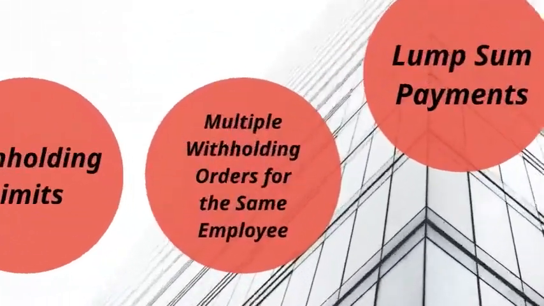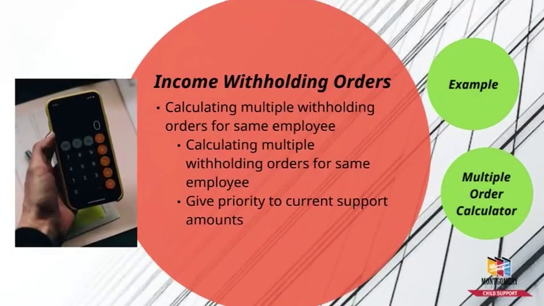Income withholding orders, multiple. But what do you do if an employee has multiple income withholding orders? Although the income withholding order provides an explanation for how to process these, we know it can still be a bit tricky. You'll want to first verify the maximum amount that can be withheld based on the Federal Consumer Credit Protection Act. Keep in mind that priority is always given to current support over past due support amounts.